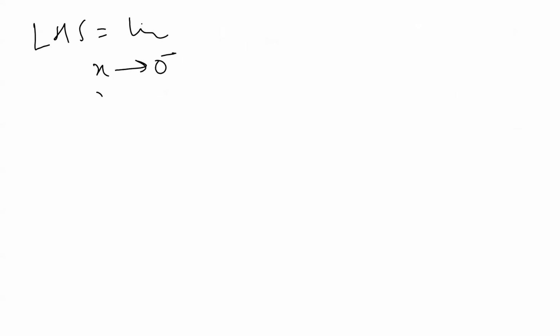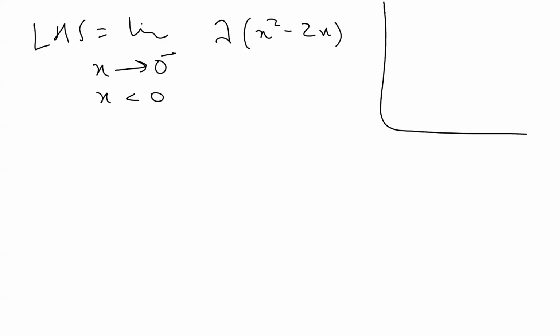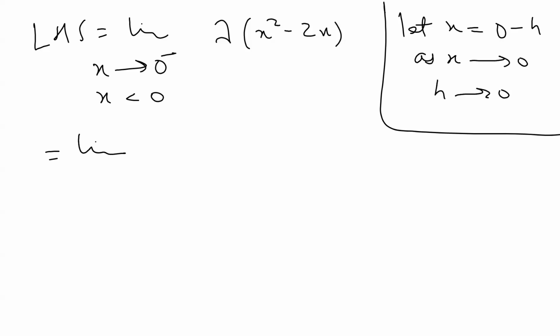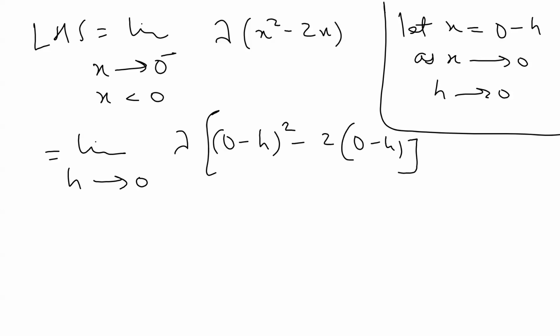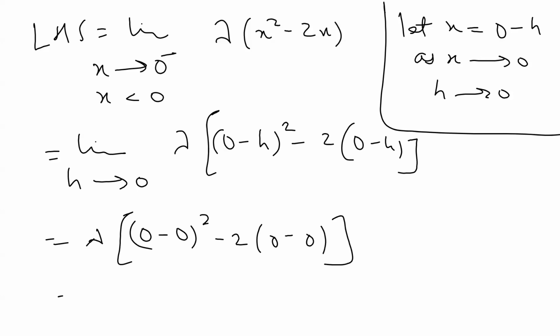Now LHL, limit x approaches 0 minus, x less than 0. So for less than 0, we have this function lambda into x square minus 2x. Let x is equal to 0 minus h. As x approaches 0, h will also approach 0. So limit h approaches 0, lambda into 0 minus h the whole square minus 2 into 0 minus h. There is no denominator, put the value of h as 0. Minus 2 into 0 minus 0. So this will be lambda into 0. We are finding out the value of lambda, so don't multiply this with 0.